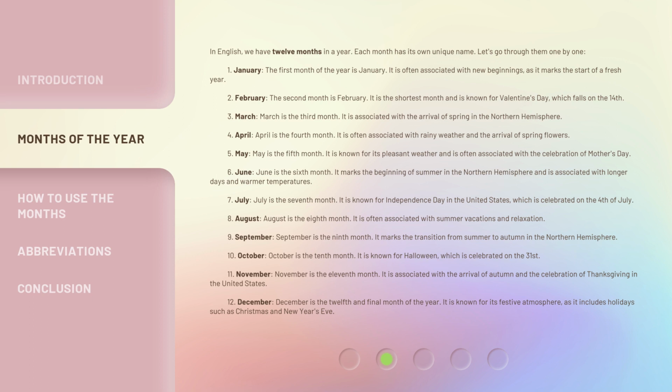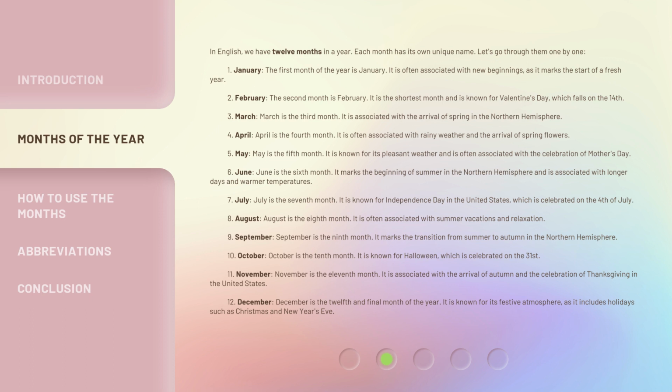5. May. May is the fifth month. It is known for its pleasant weather and is often associated with the celebration of Mother's Day. 6. June. June is the sixth month. It marks the beginning of summer in the Northern Hemisphere and is associated with longer days and warmer temperatures. 7. July. July is the seventh month. It is known for Independence Day in the United States, which is celebrated on the 4th of July.